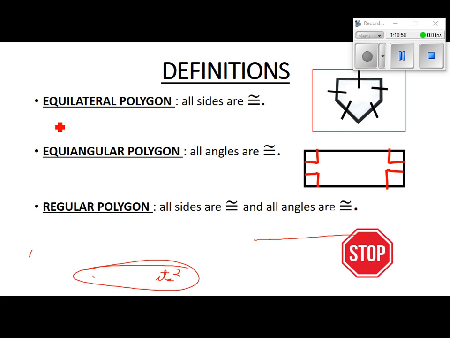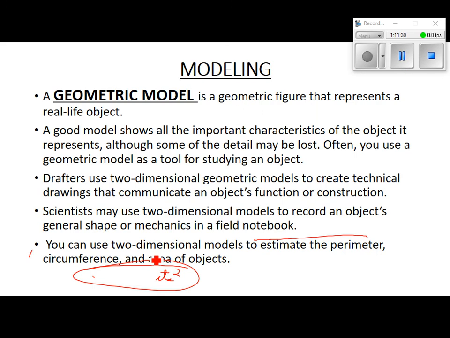Equilateral. Equilateral tells you all sides are congruent. What shape did I put in that picture up there? Where'd that shape come from? Home plate on a softball or baseball field. And that's true. That's true that home plate on a softball or baseball field is equilateral. All the sides of home plate are 10 inches.